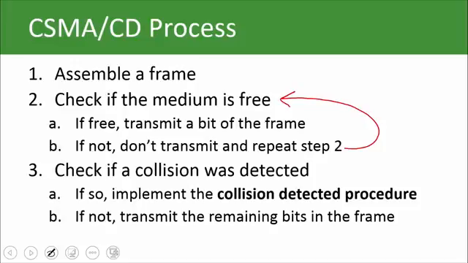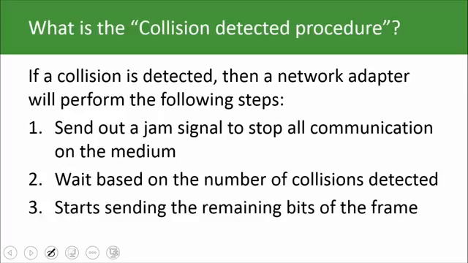All right, so let's check out that collision detected procedure. What happens if there is a collision is sort of like in real life if two cars crash, right? You send out a jam signal and it stops all communication on the medium, so everything comes to a screeching halt. The devices are going to wait for a period of time that's dictated by the number of collisions that occurred, and then, once the roads are clear, it's going to start sending the remaining bits of the frame out on the network.